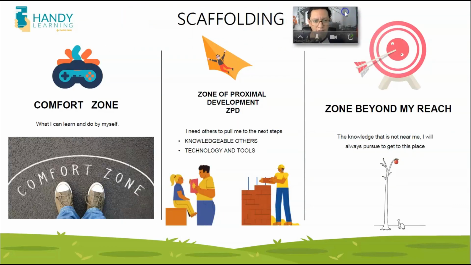But there is one main theory about social constructivism. How does learning happen in social constructivism according to Lev Vygotsky? Well, here is a theory called scaffolding. I'm pretty sure you have heard this term somewhere. But scaffolding includes three aspects in the learning process: the comfort zone, the ZPD or zone of proximal development, and the zone beyond my reach.